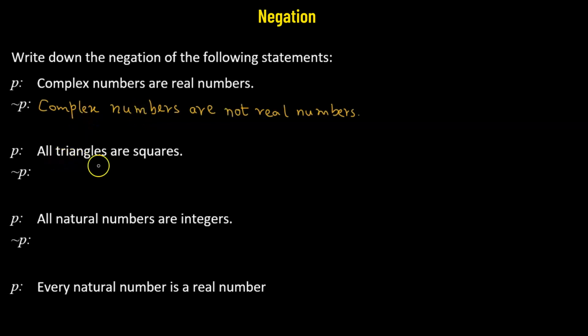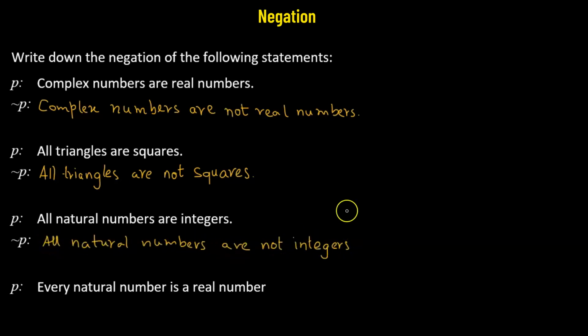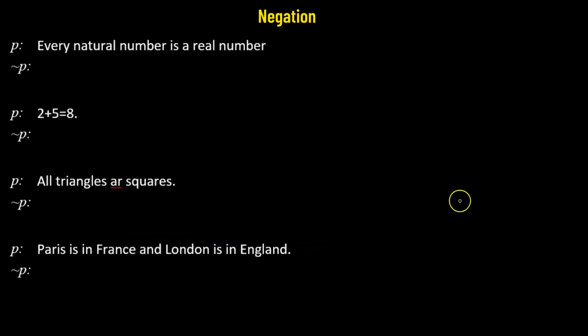The statement B states that all triangles are squares. Well, we'll stick to the very simple one. All triangles are not squares. Third statement, all natural numbers are integers. So all natural numbers are not integers. Next problem, every natural number is a real number. Every natural number is not a real number. That will be the negation of the statement B.